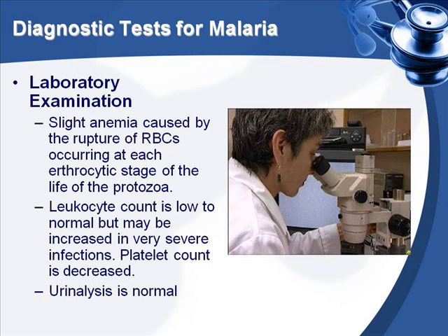Diagnostic test for malaria. Laboratory examination. Slight anemia caused by the rupture of RBCs occurring at each erythrocytic stage of the life of the protozoa. Leukocyte count is low to normal but may be increased in very severe infections. Platelet count is decreased. Urinalysis is normal.